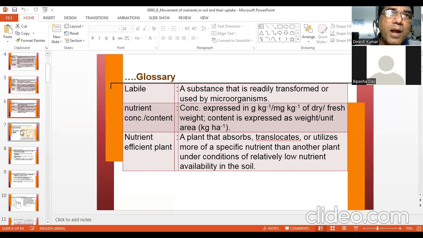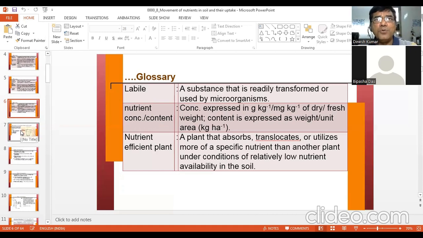So plants have two mechanisms. One is uptake, the other is utilization. In uptake, it is efficient. It is removing whatever is available to the best, and then it is utilizing it to the best. So therefore, it is a nutrient use efficient plant.